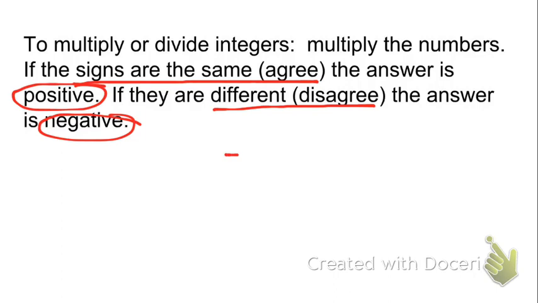So let's do it. Negative 3 times negative 2. So first we multiply 3 times 2 and we get 6. Okay? And since they agreed, they are both negative, the answer is positive. If they agree, the answer is positive. Some of you are like, that's not what I thought. Hold that thought. Okay? So how about if they disagree?